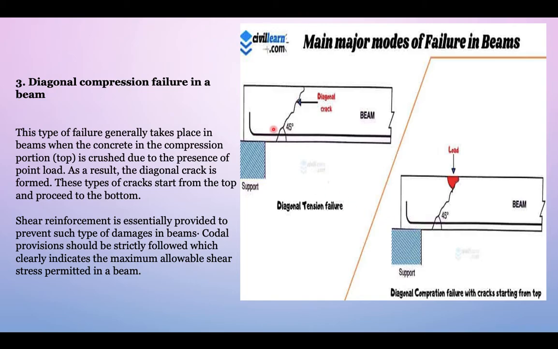In the figure, the diagonal crack is created at 45 degrees at the top, which is in the compression zone. This type of failure generally takes place in beams when the concrete crushes in the compression portion. This occurs due to the presence of a point load. As a result, the diagonal cracks formed in this type of failure start from the top and proceed to the bottom.